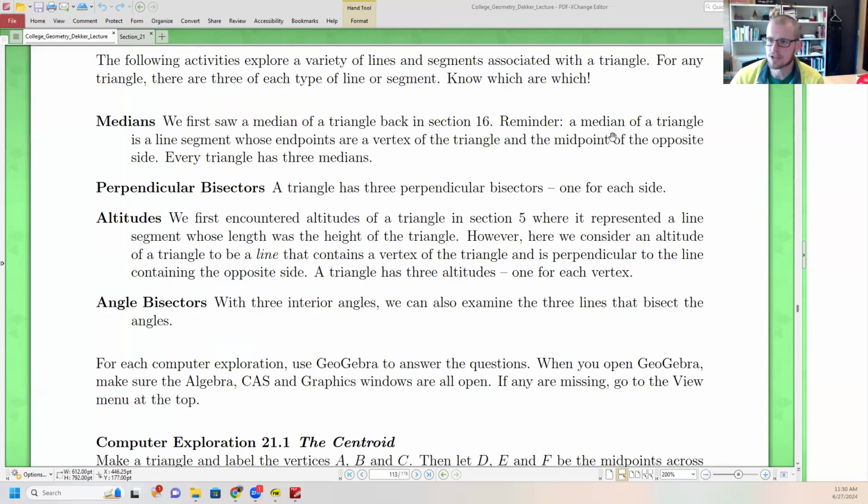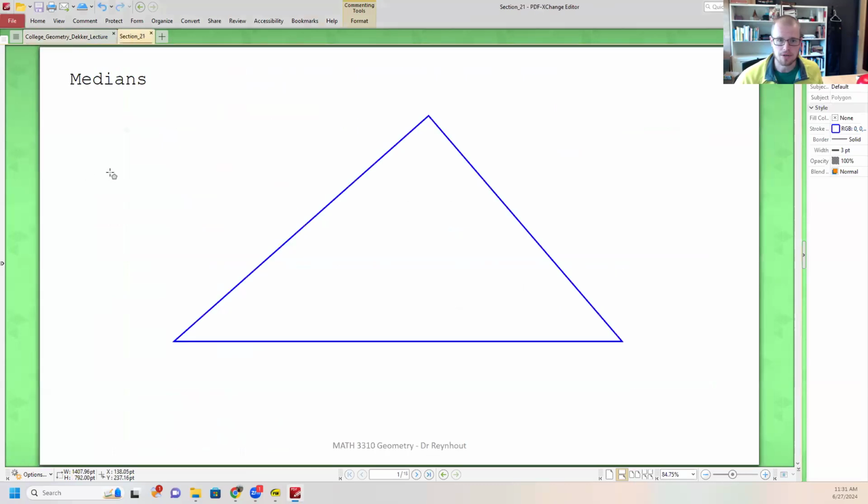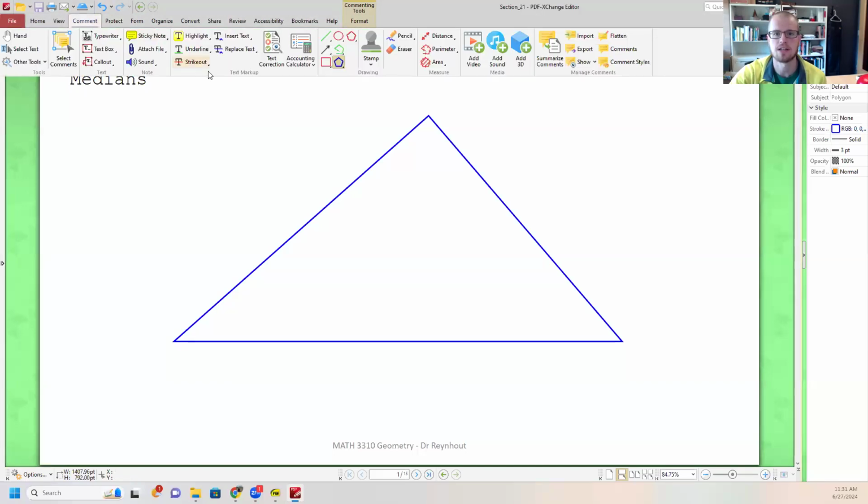For some medians a while back, a median of a triangle is a line segment whose endpoints are a vertex of the triangle and a midpoint of the opposite side. Excellent. So let's go to a triangle here a moment. There we go. So for a median, each median looks like a line from a corner to the middle of the opposite side. So let's see if we can add some lines here.